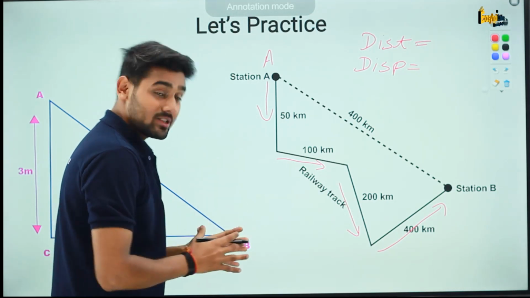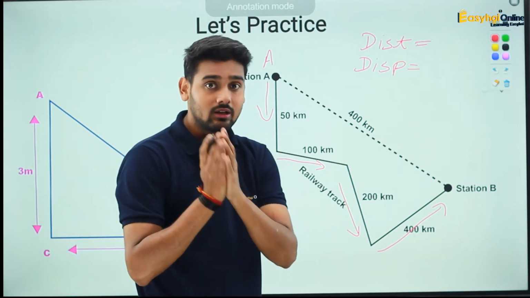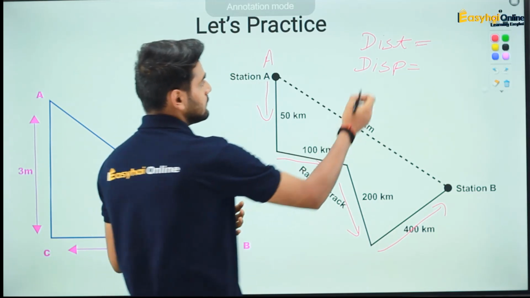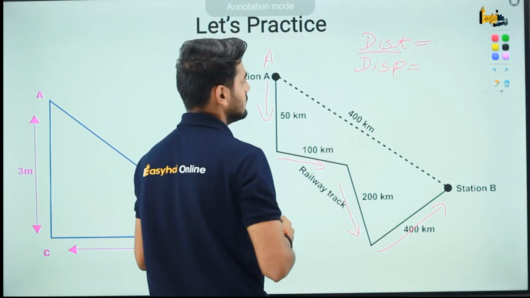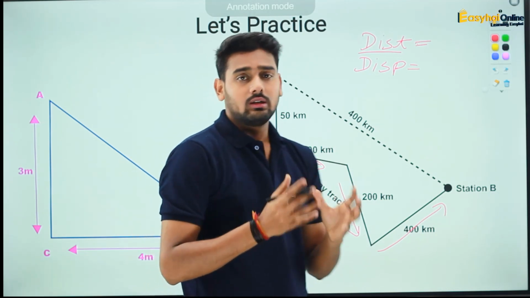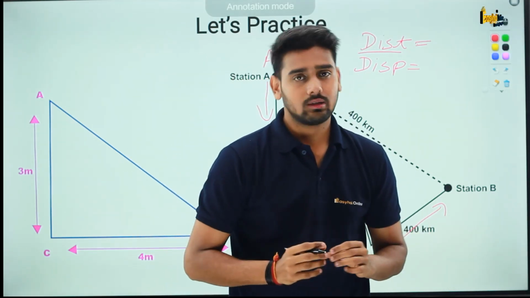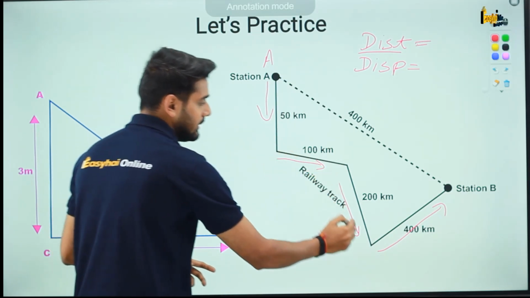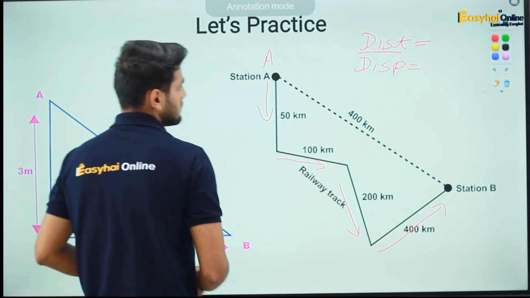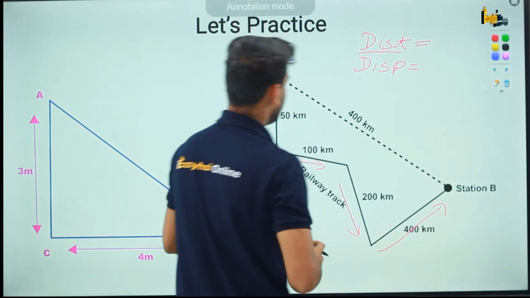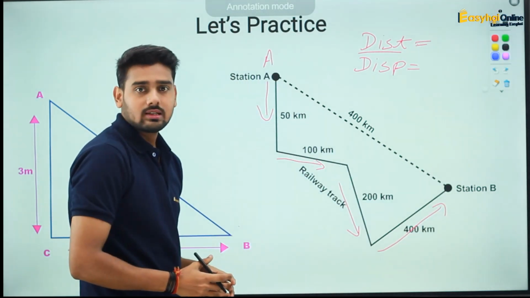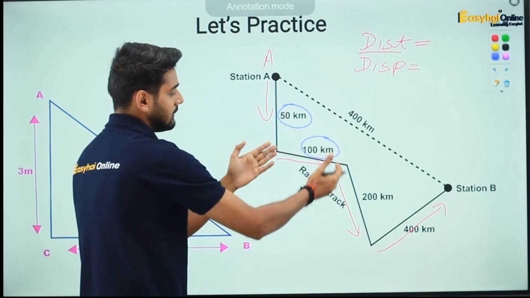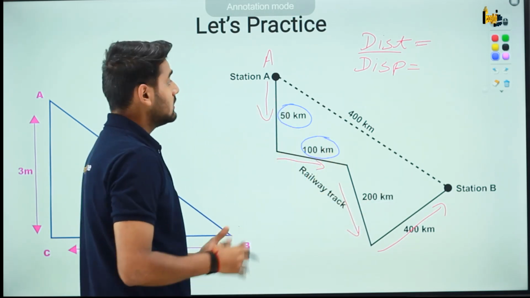So you might have done it right in your notebook, be honest. Here what we're going to do is first of all calculate the distance. Now remember the distance was the total path taken. Here the path taken is along these red arrows. So if I want to calculate the total distance, I need to add each and every amount of distance traveled by the train.